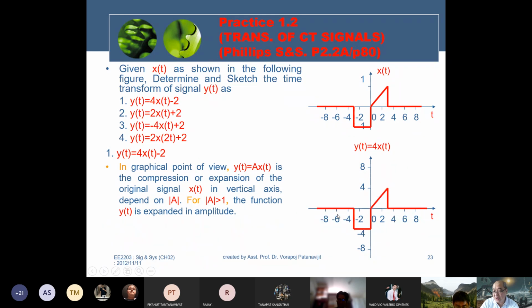Due to the limit of the display space, I will change the axis from 1.